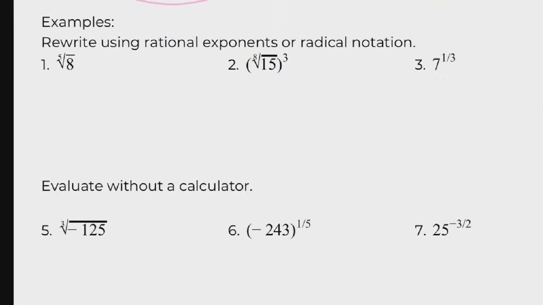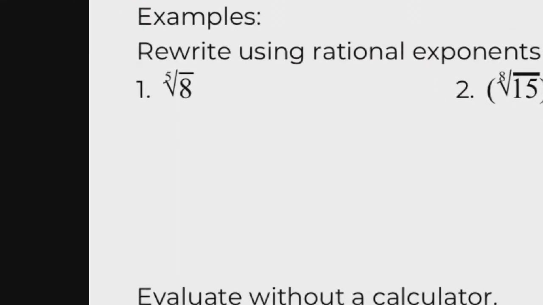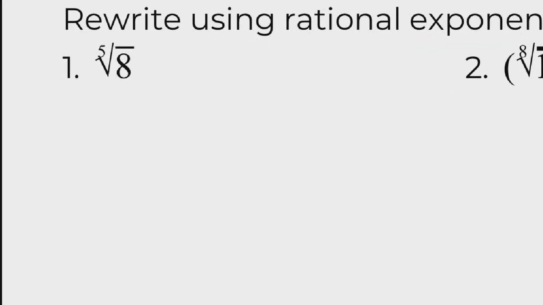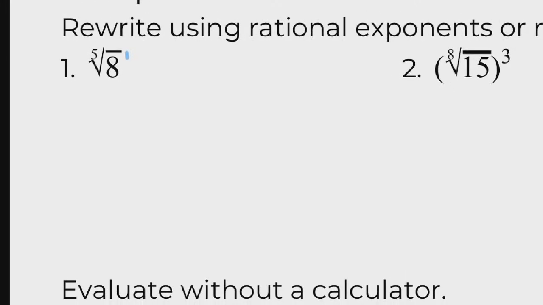Okay, so in this first section, we're going to rewrite using rational exponents or radical notation. In this first problem, we have the fifth root of 8. So there's no exponent for the 8, but it means there's a 1 there. Whenever you don't see anything as an exponent, that means it's a 1. So this would be 8 to the 1 over 5 power. And just make sure that when you write the exponent, it's a lot smaller so it doesn't look like 8 and a fifth, because these two mean very different things.